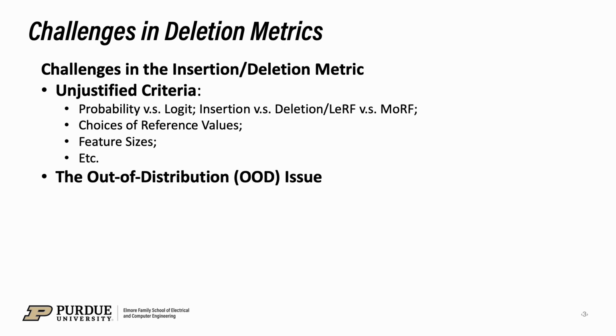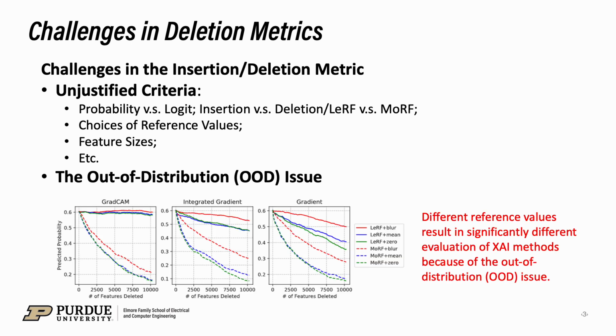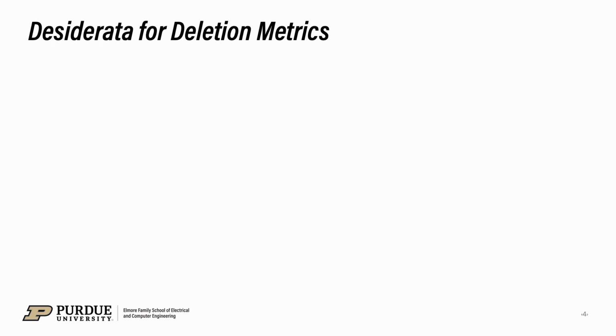Here we demonstrate the consequences of different criteria through the out-of-distribution issue. With different criteria, LERF versus MORF, and 3 different reference values, the evaluation results of 3 methods, Grad-CAM, integrated gradient, and gradient, can be very different. And this contradicts the purpose of a metric, which is to select the proper attribution methods out of different explanation choices.